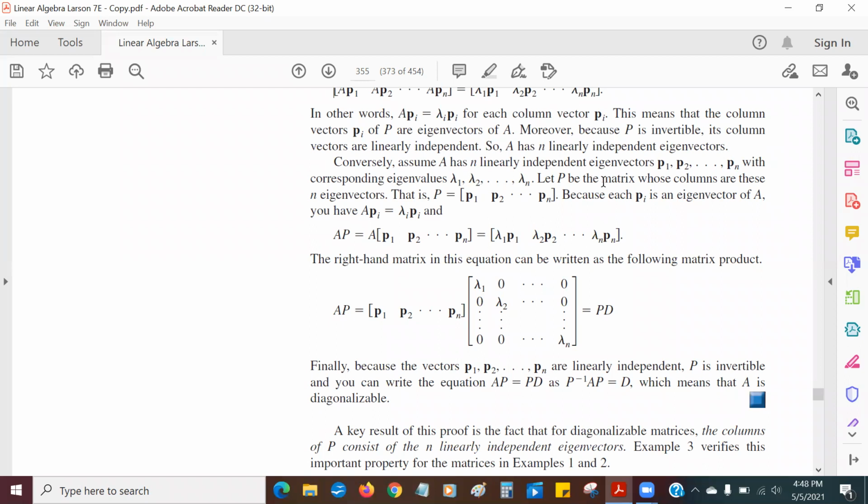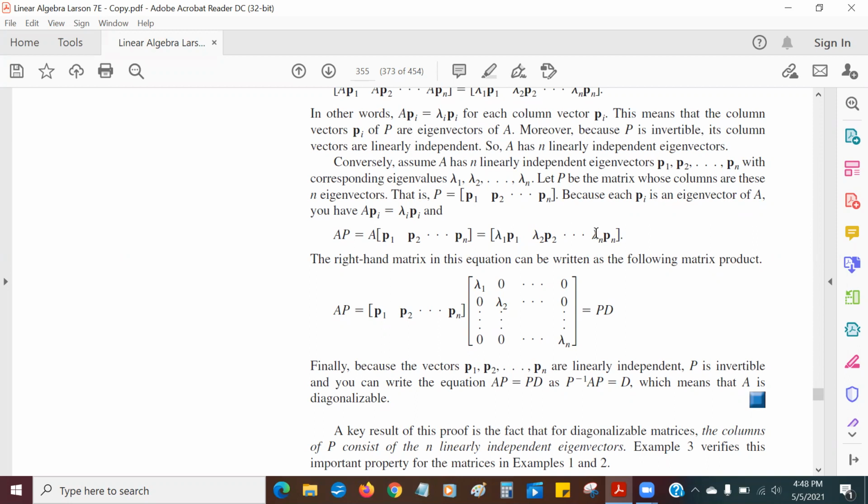Now, let P be a matrix whose columns, you ready for this? What a shock, are these n eigenvectors. So I'm going to take these n eigenvectors and turn them into the columns of a matrix. I'm going to call that P. Oh, whoa, that's amazing. So basically, we're going to show that this P has the properties that we want it to have. Now, because each Pi, each individual column, is an eigenvector of A, we know that matrix A times column Pi is equal to lambda i times column Pi.